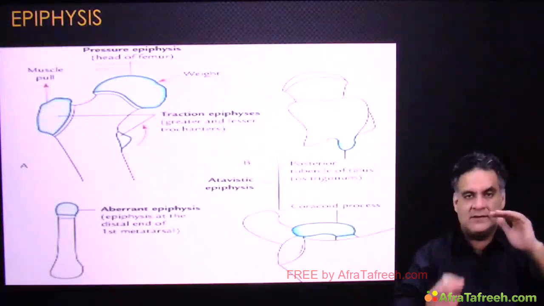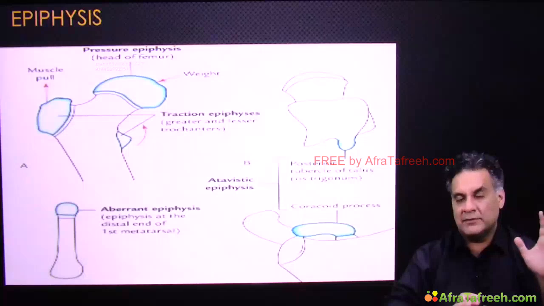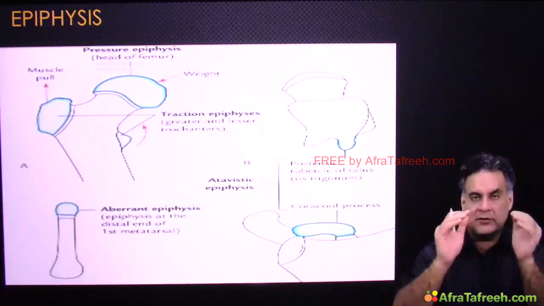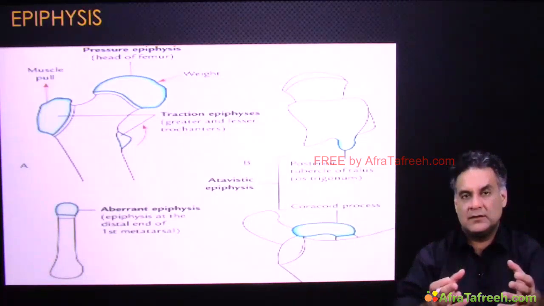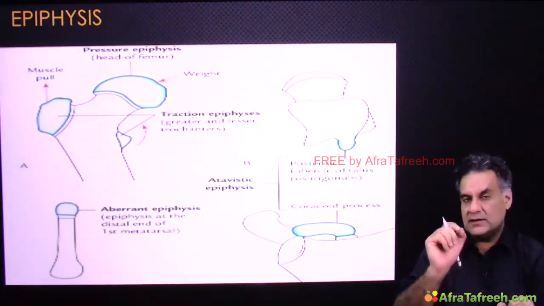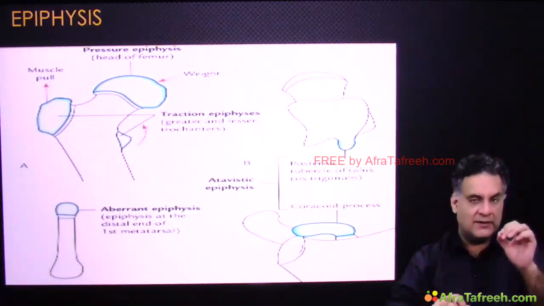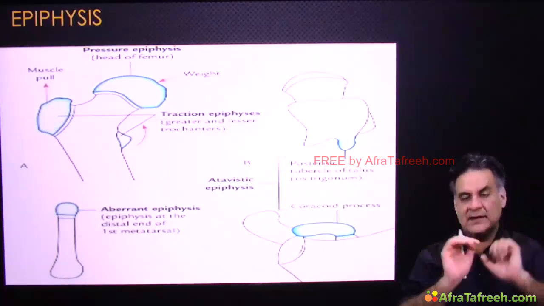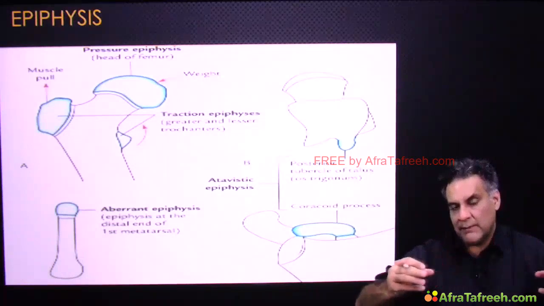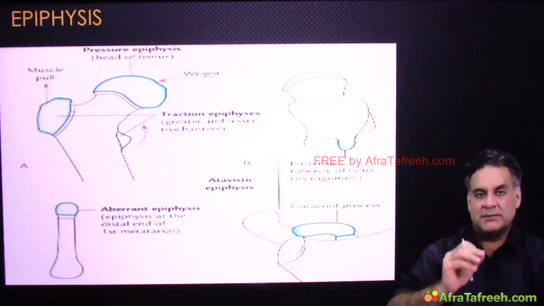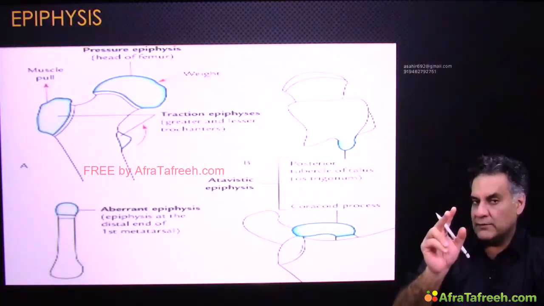Then the epiphysis. Next to the cartilage is the bone, the epiphysis. There are 4 types of epiphysis. The joint forming ones, like the head of femur, head of humerus. These are pressure epiphyses. They are formed early. They will define the joint. Just by their side are the pull of the muscles pulling the bones apart, called traction epiphyses, like trochanters and tuberosity.